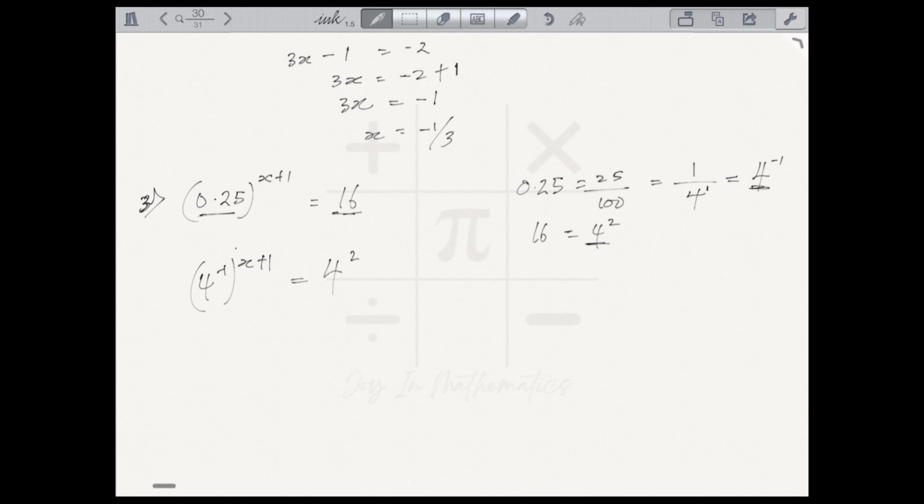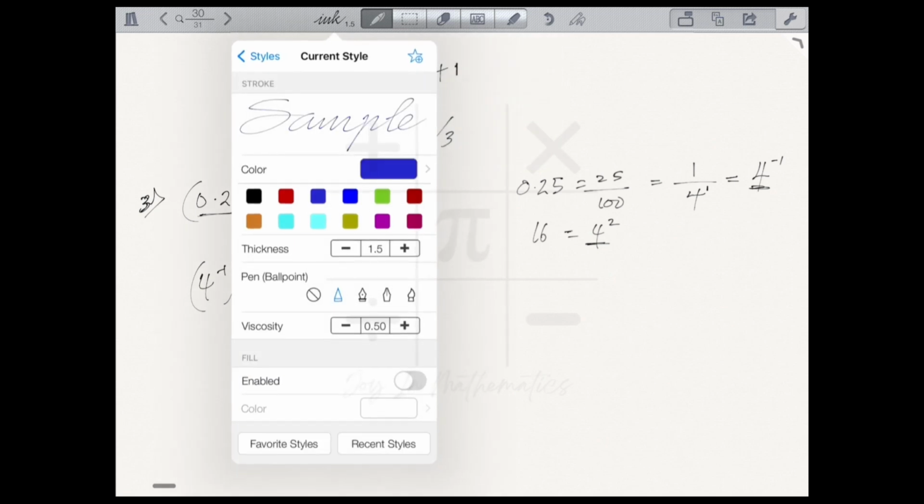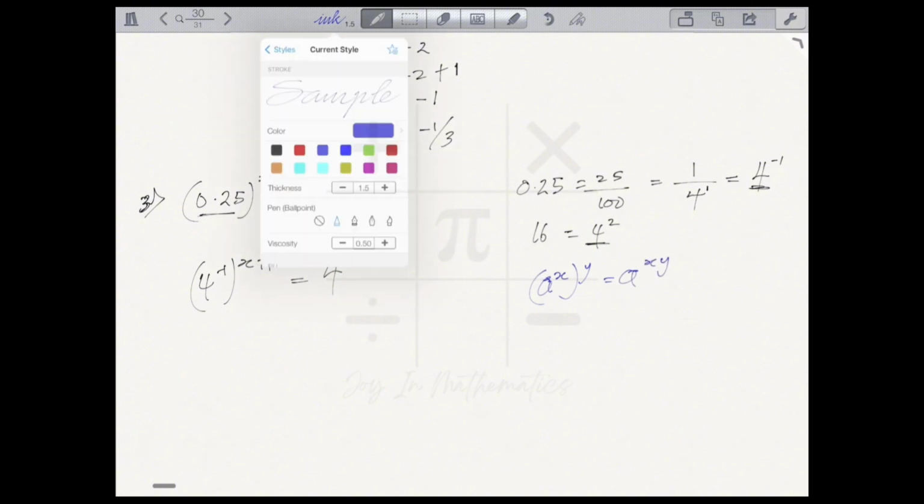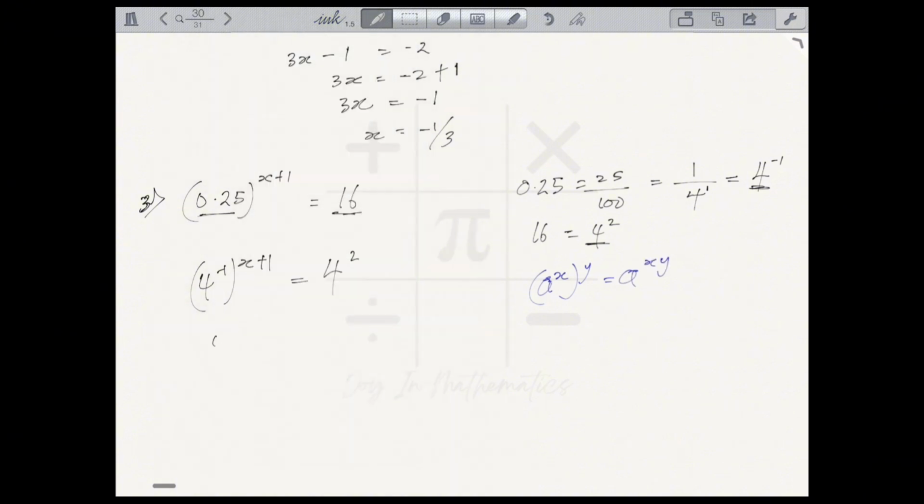Now we have the power law here. So let's apply the power law, and we recall from the power law that a raised to power x, all raised to power y, is equal to a raised to power xy. Therefore 4 raised to power minus 1, all raised to x plus 1, will be equal to 4 raised to power 2. So just like we have been doing before, we have the same base, we can equate the powers. So this will be minus 1 into x plus 1 is equal to 2.